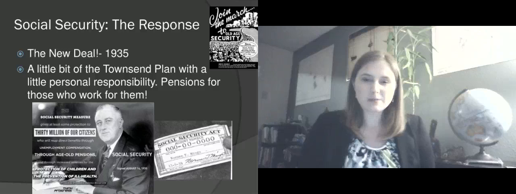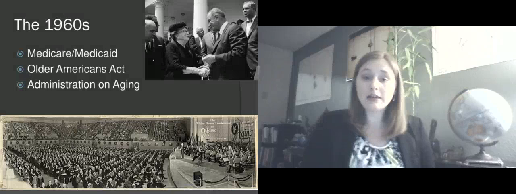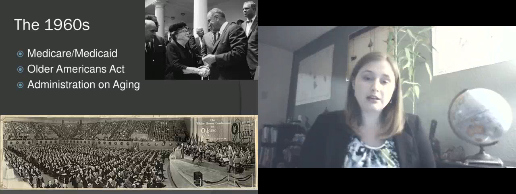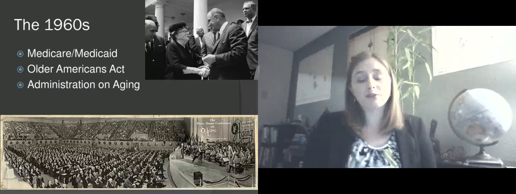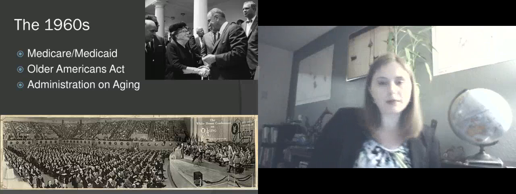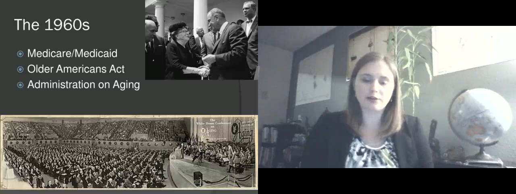The next big era of aging policy was the 1960s. You had Medicare and Medicaid established during that time, the Older Americans Act, which was part of Johnson's Great Society, the Administration on Aging, and the first White House conference on aging. It was an important era for social policy and social welfare.